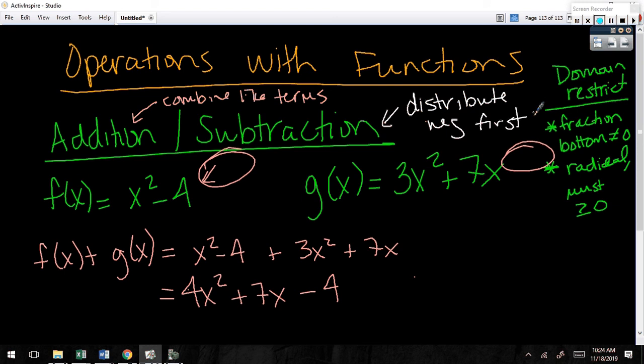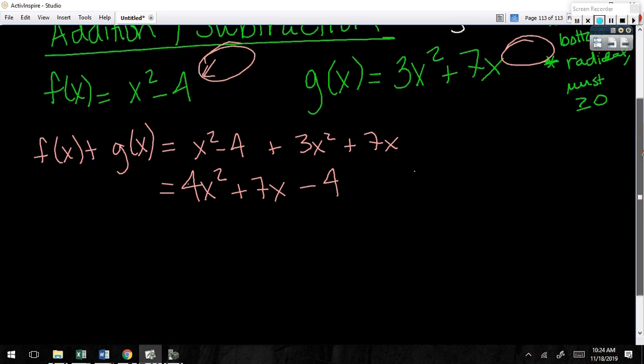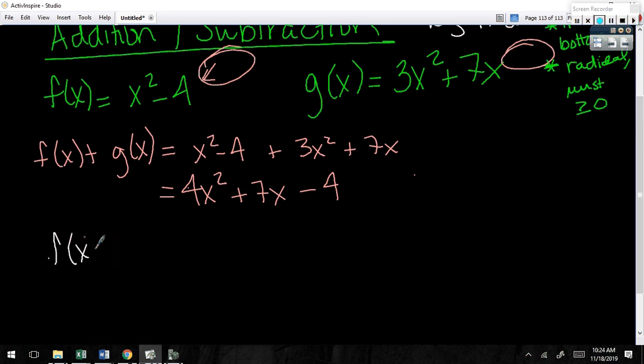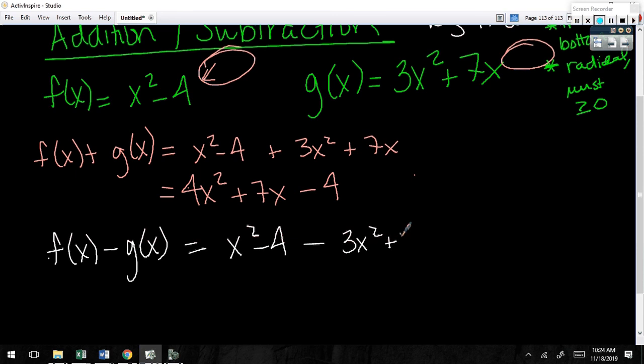Exactly. And then after you do that, it becomes an addition problem, and you can go ahead and combine like terms. So if I had f of x minus g of x, what I mean by distributing that negative sign is x squared minus 4. I'm subtracting everything in g of x. Okay, so I'm subtracting this entire piece here.